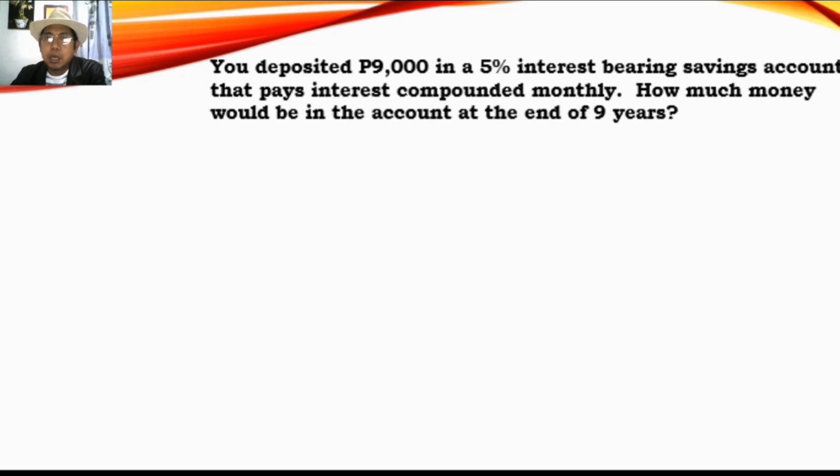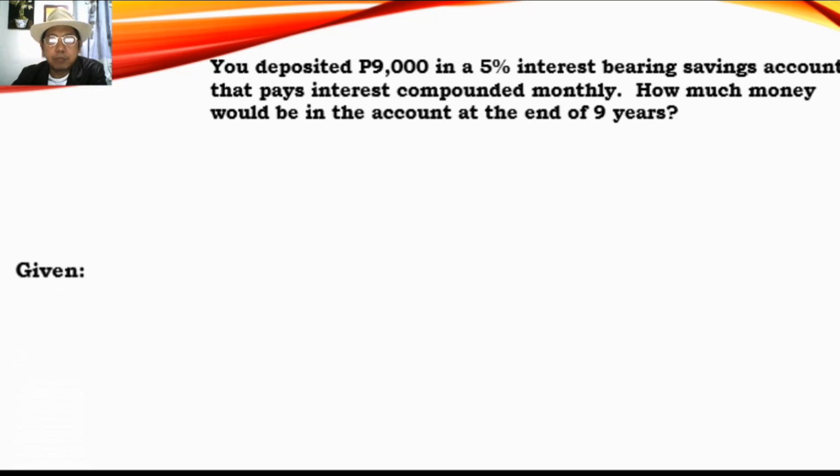So you deposited 9,000 pesos in a 5% bearing savings account that pays interest compounded monthly. How much money would be in the account at the end of the 9 years? So we have the same problem, only that we change the mode of conversion from semi-annually to compounded monthly.